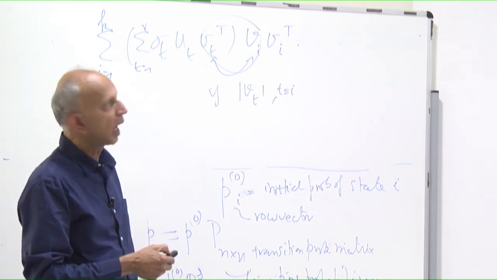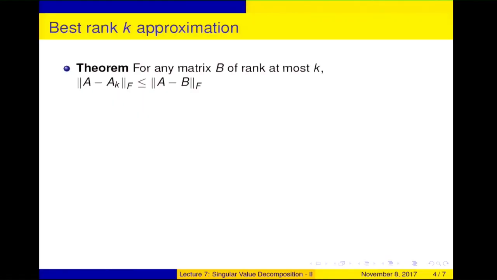Okay. Theorem: for any matrix B of rank k, this is true. That says that Ak is the best rank k approximation, right? Because whatever matrix I take, the error is less for Ak than for B, less than or equal to.